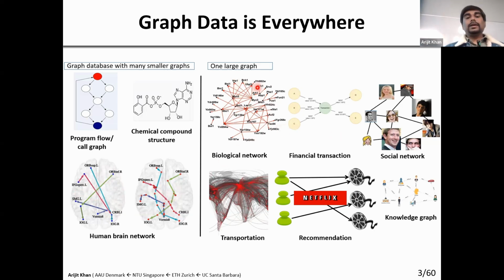But then on the other setting, we also see a very large graph, like millions or even billions of nodes and edges. There's only one of that, such as social network, road network. You can think of these days all the knowledge bases, such as knowledge graphs, DBpedia, Freebase, etc. So they have only one graph, but it's very large scale. And this is a different setting than having only like one graph database with many graphs.